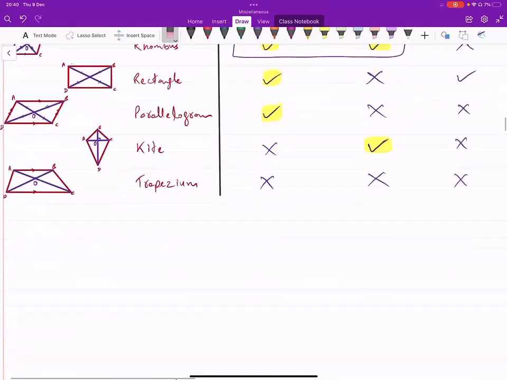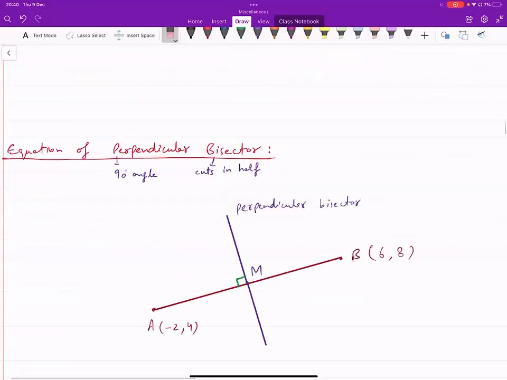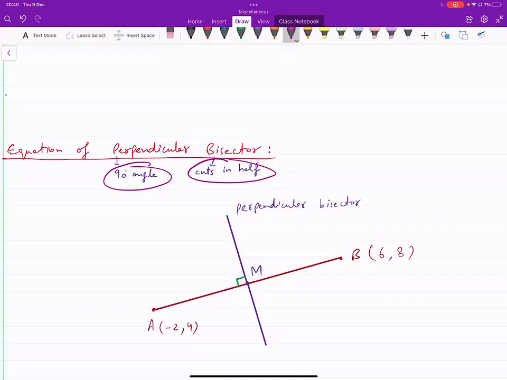Okay, अच्छा. Next, we have equation of a perpendicular bisector. How do you find equation of a perpendicular bisector? Perpendicular bisector hota kya hai? Perpendicular means the angle is 90 degrees, right? The angle between the lines is 90 degrees. Bisector means उस line को half में cut करता है.